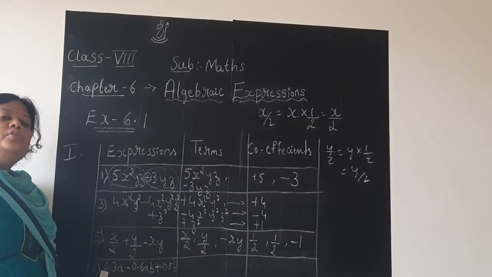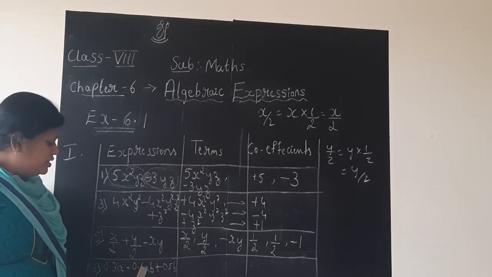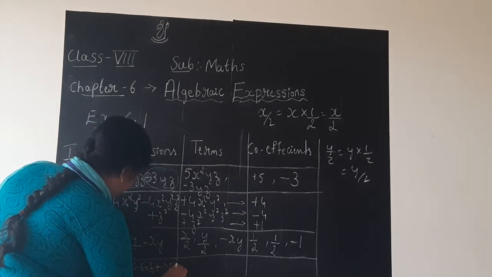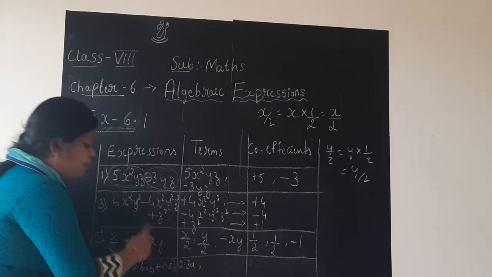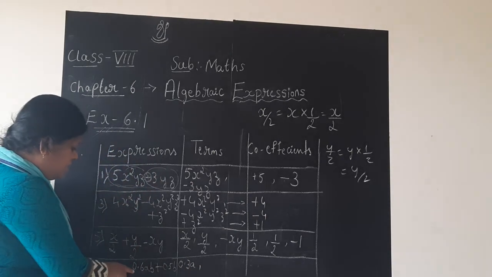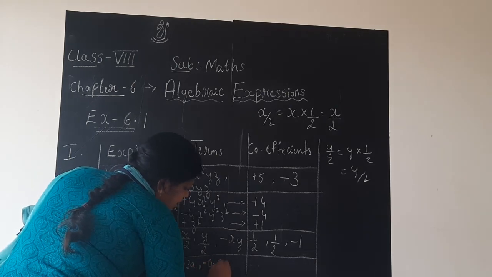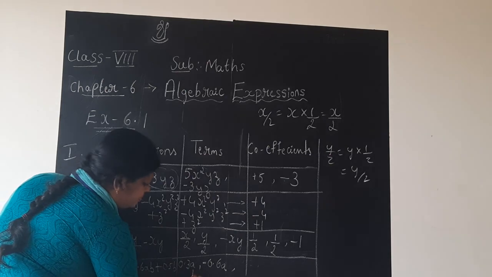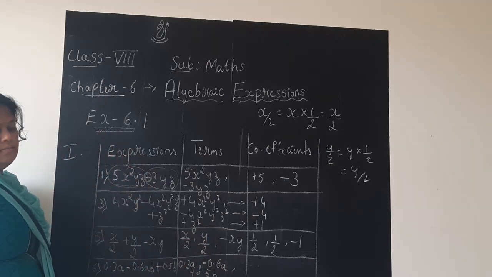Next, sixth one, you have decimals: 0.3a minus 0.6ab plus 0.5b. So let us write the terms. Which are the terms? Plus 0.3a is there. I am not mentioning plus, it is understood. But next you have minus 0.6ab. So minus 0.6ab is the second term. Again plus 0.5b is the third term.